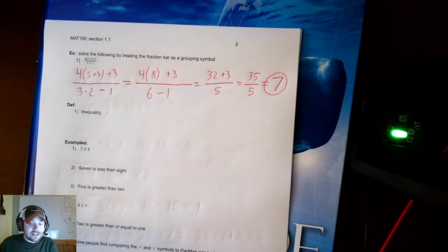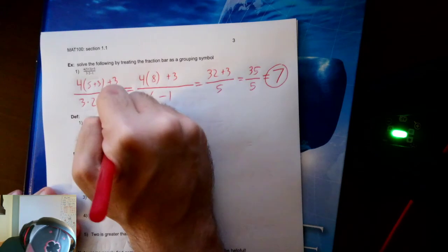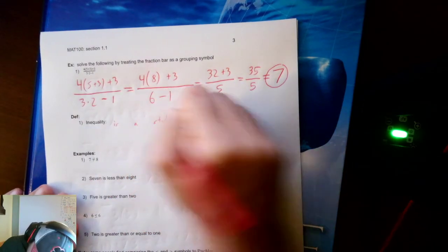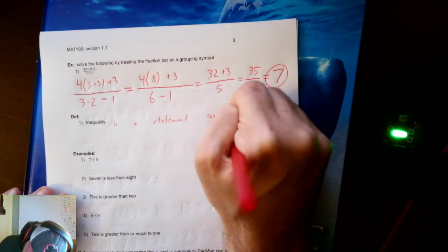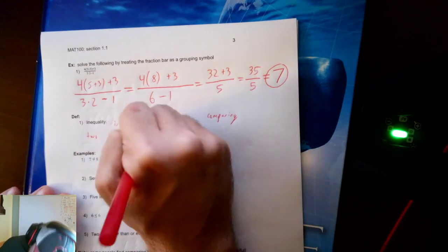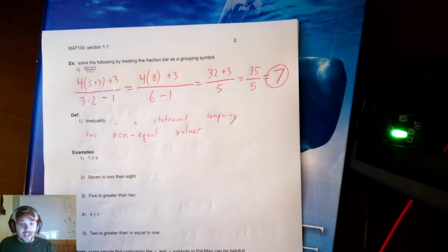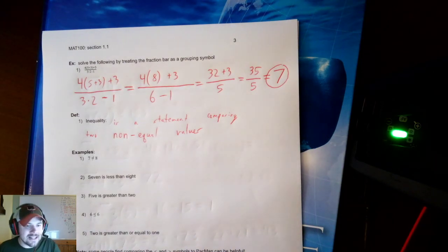So, let's move on to one last definition and then some examples. Our last definition is inequality. An inequality is a statement comparing two non-equal values. In an inequality, they are non-equal. They're not equal. It's comparing two values that are not the same.